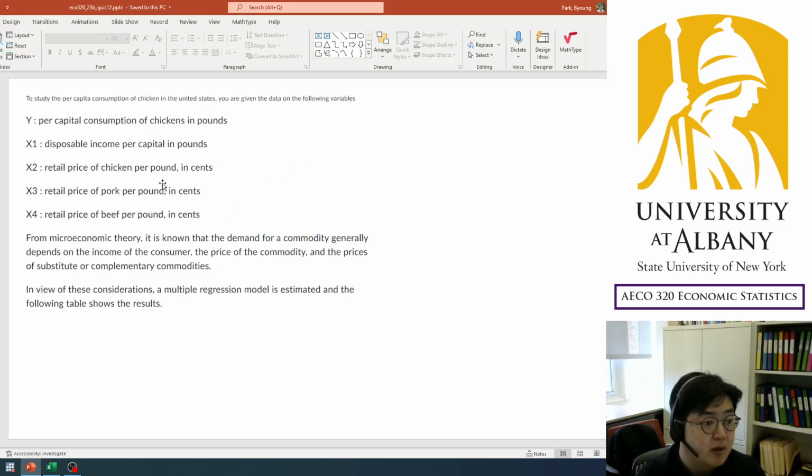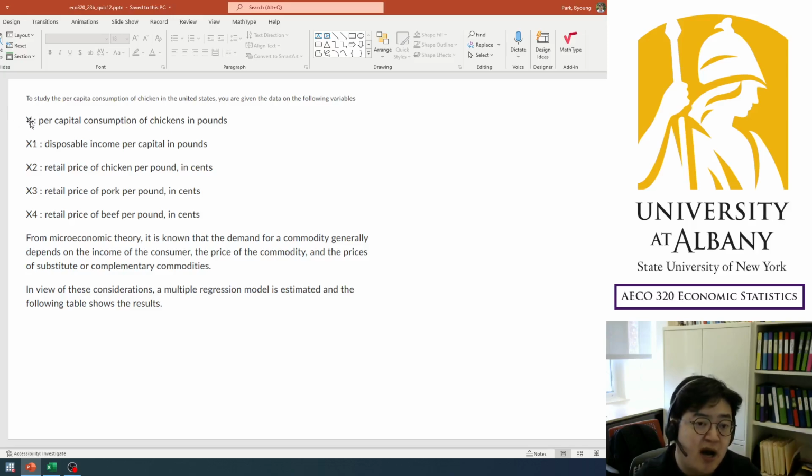Next question. Now we handle multiple variables. To study the per capita consumption of chicken in the United States, you are given data on the following variables. Interesting question. Chicken consumption per capita. Y is per capita consumption of chicken in pounds. So we'd like to explain why.